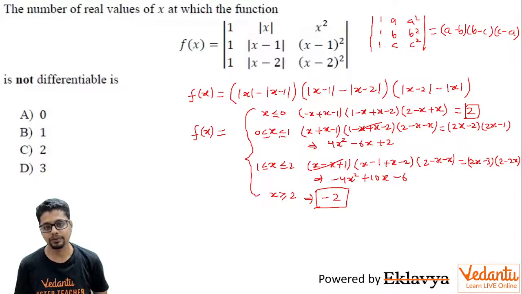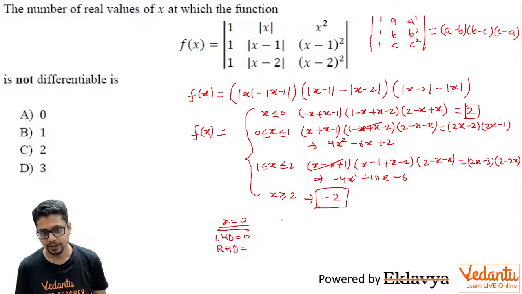So our suspicious points for non-differentiability are 0, 1 and 2. I'll just go for left hand derivative and right hand derivative. So at x equal to 0, what about the left hand derivative? It is 0, because it is a constant function for x less than or equal to 0. What about the right hand derivative? You differentiate it and put x to be 0, so you get minus 6. So at x equal to 0 it is not differentiable, and hence it will be part of our answer. Here we want the number of real values of x at which this function is not differentiable.